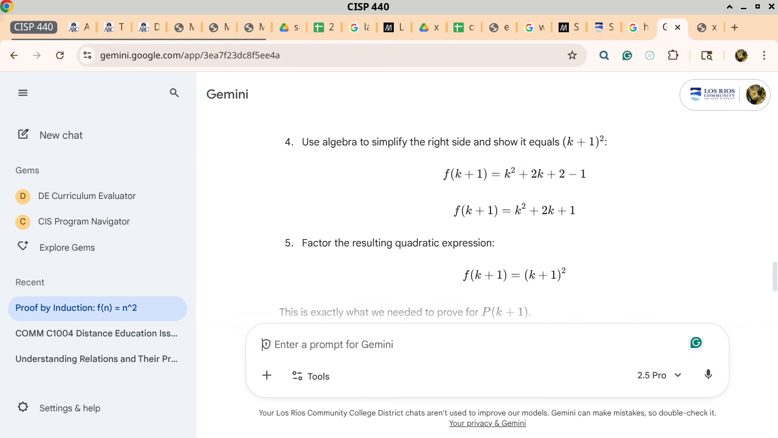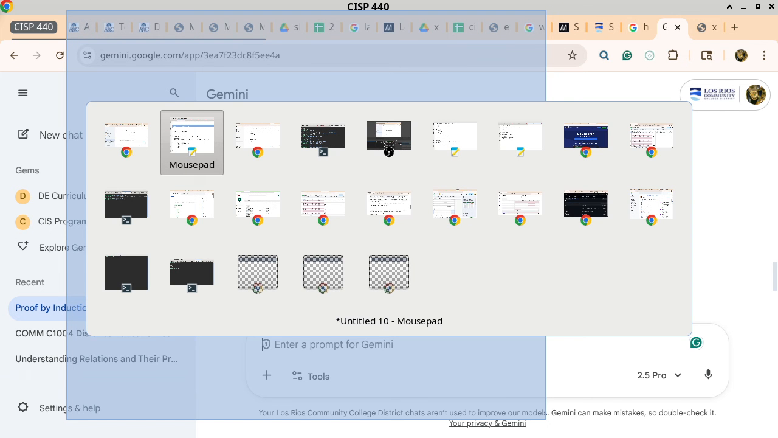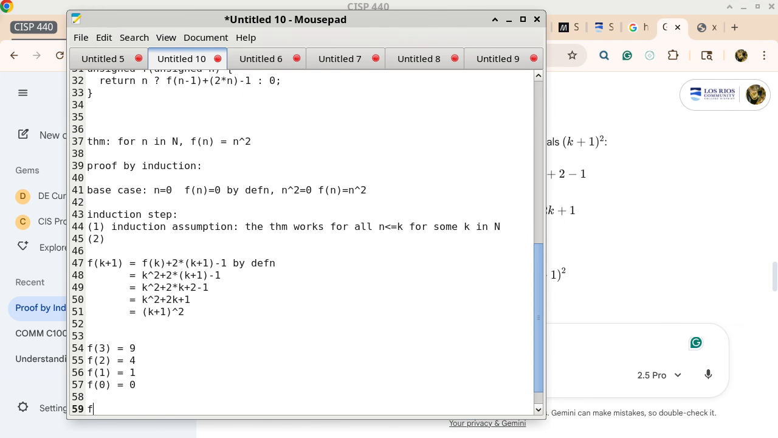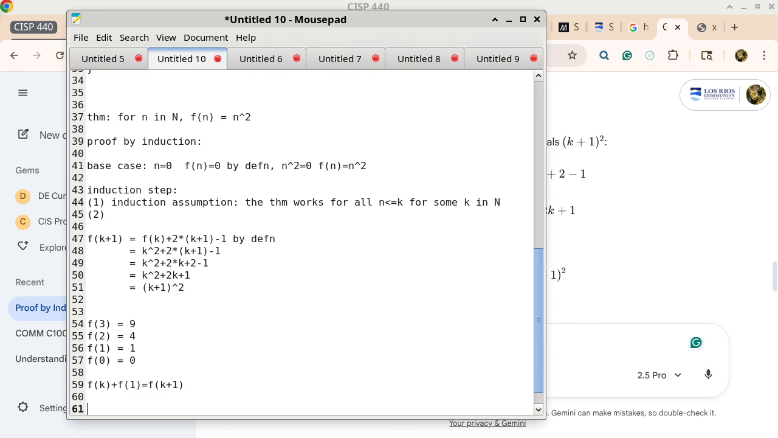It doesn't work because we have a counterexample of how it does not work. Let me be more clear about what I said. What you said is f of k plus f of 1 equals f of k plus 1. That is what you said, right? So all we have to do is plug in a particular k where this does not work out.